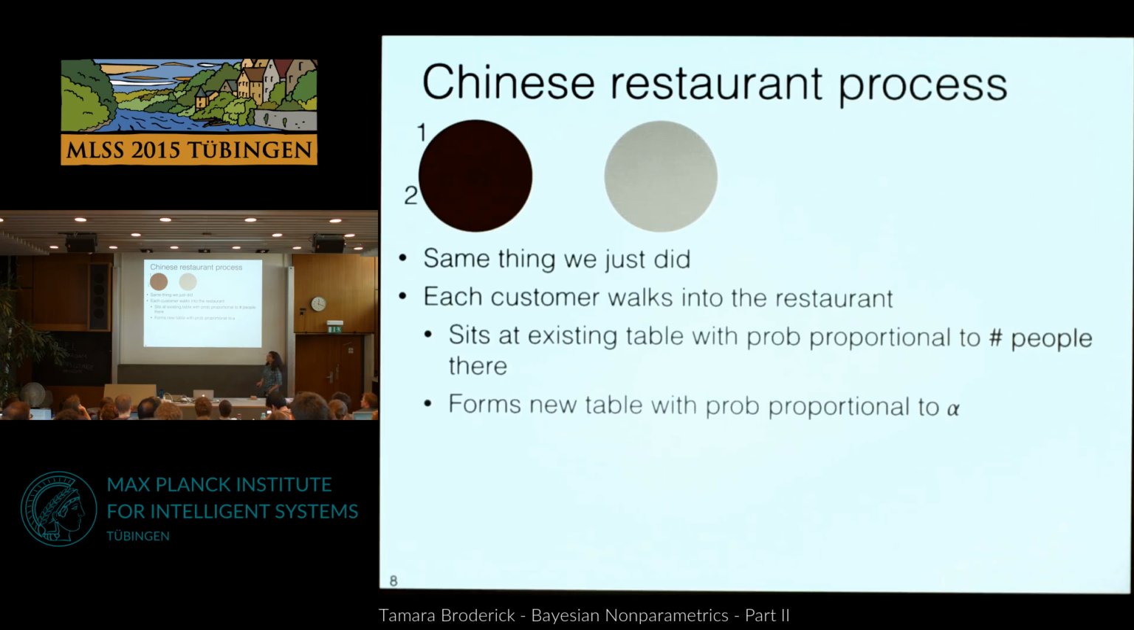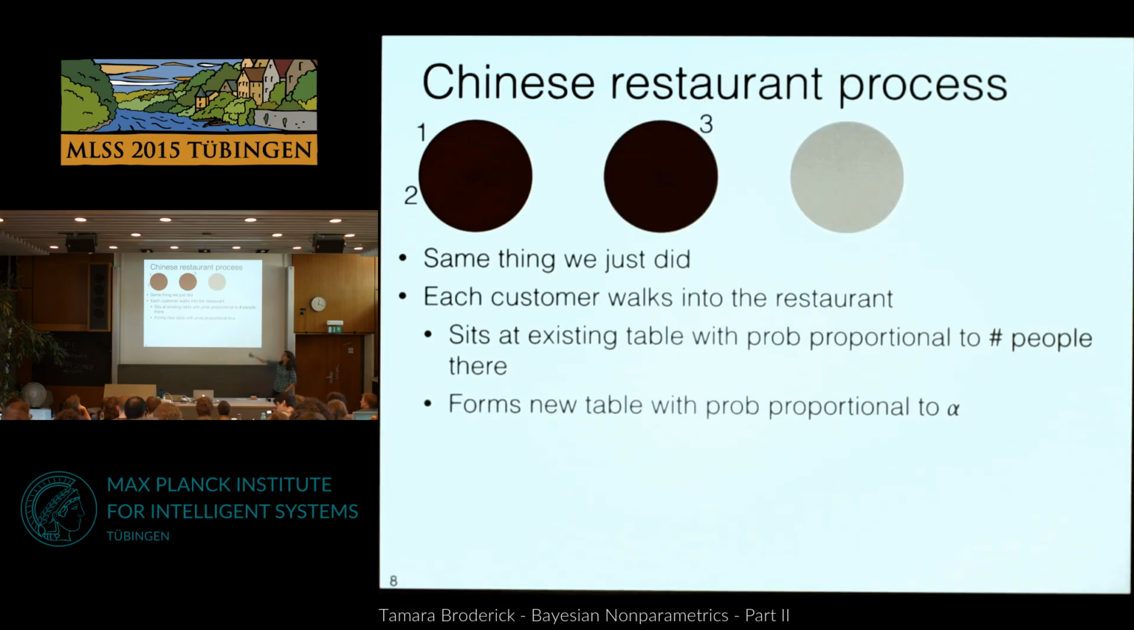Okay, the next person walks into the restaurant. They join an existing table with probability proportional to the number of people who are there. Maybe they join table 1. The next person walks into the restaurant. They join each table with probability proportional to the number of people who are there, and they join a new table with probability proportional to alpha. Maybe they form a new table, and therefore it gets a delicious dish. And again, that dish is like a cluster-specific parameter. It's like the means of our Gaussian mixture model.